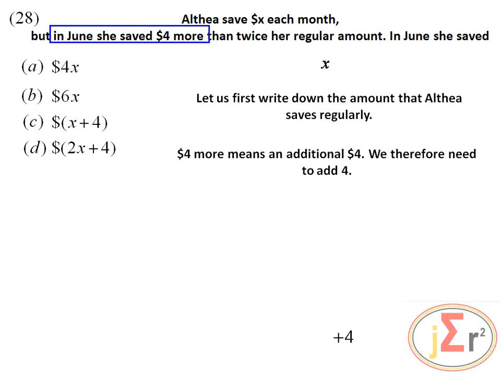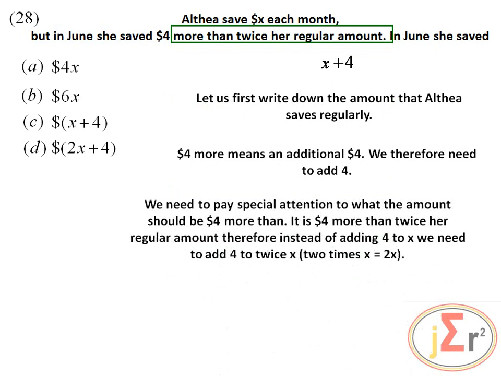We therefore need to add 4. There we go. Adding 4. An additional $4. Lovely. More than what? We need to pay special attention to what the amount should be $4 more than. It is $4 more than twice our regular amount. Therefore, instead of adding 4 to X, we need to add 4 to twice X. So it is $4 more than twice her regular amount.